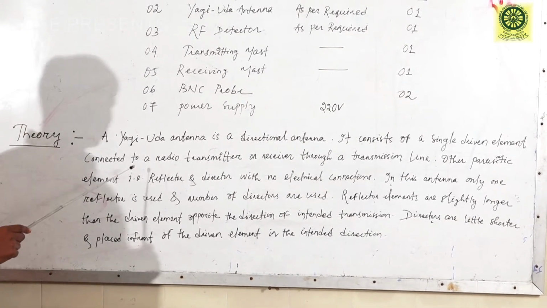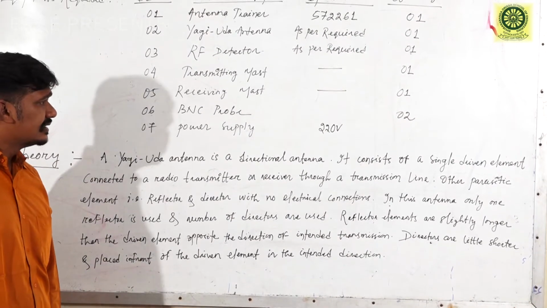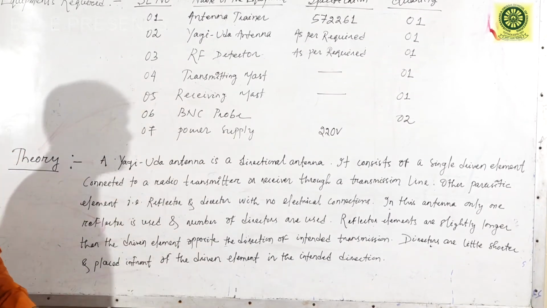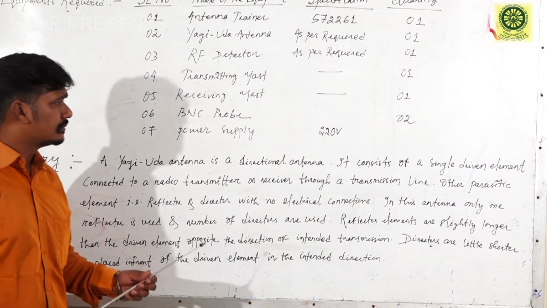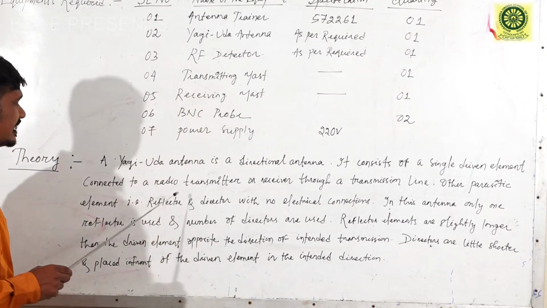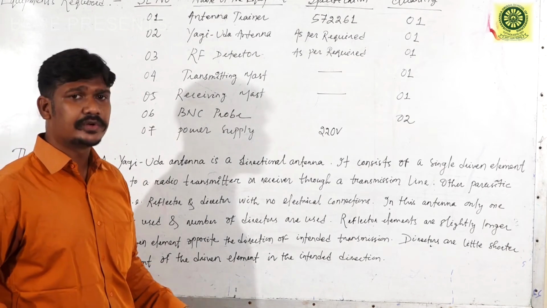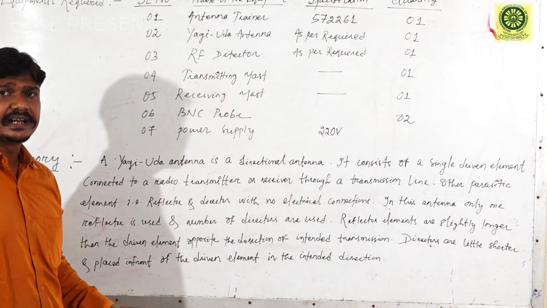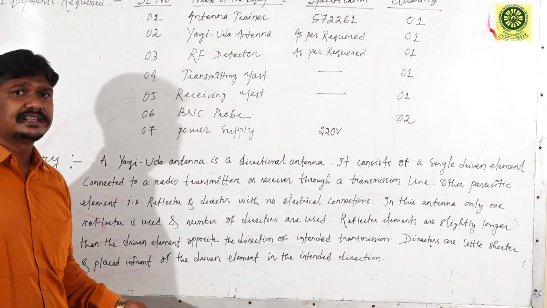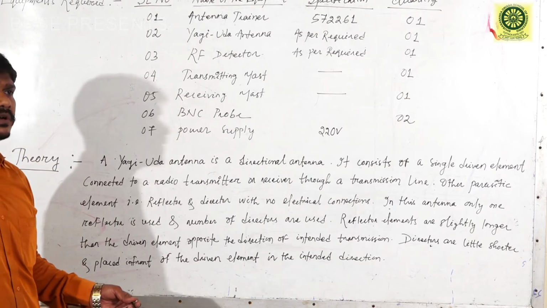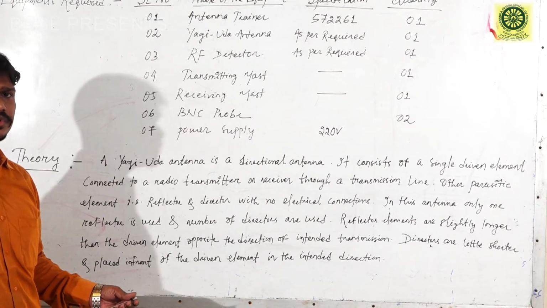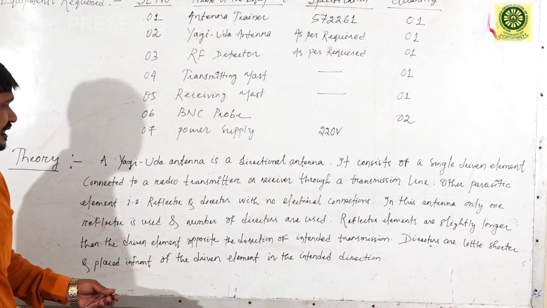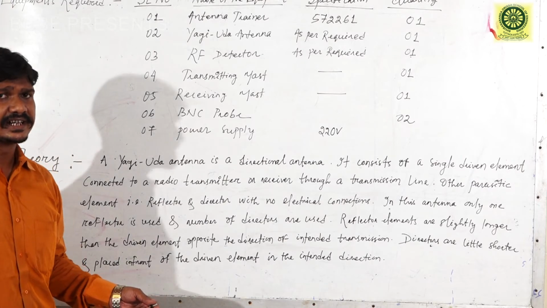The Yagi-Uda antenna is a directional antenna. It consists of a single driven element connected to a radio transmitter or receiver through a transmission line, and other parasitic elements like reflector and directors are also used in this Yagi-Uda antenna. Only one reflector and only one driven element are used in this antenna, and we can use many directors.